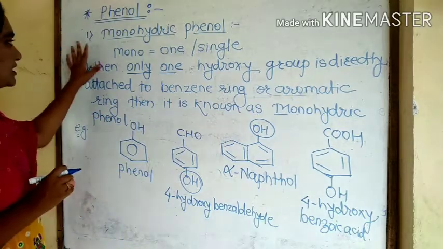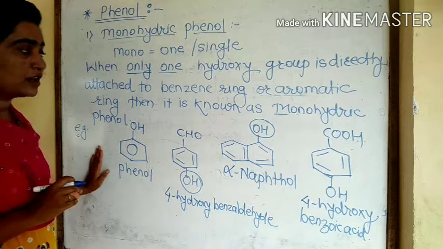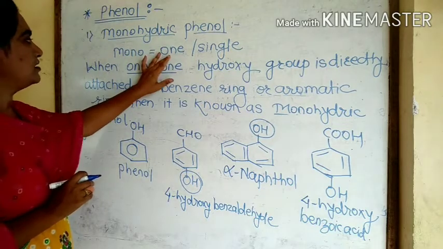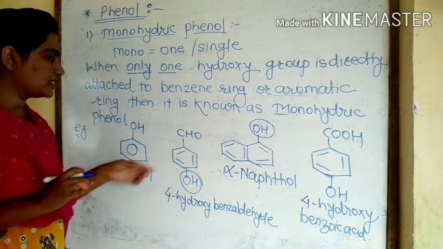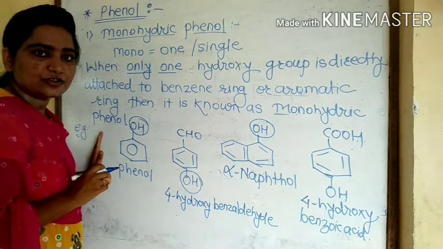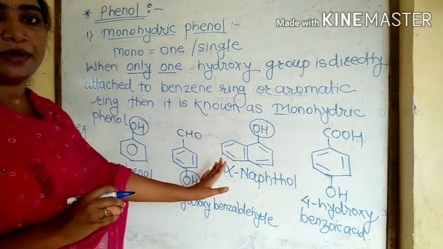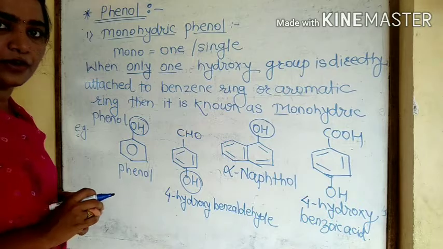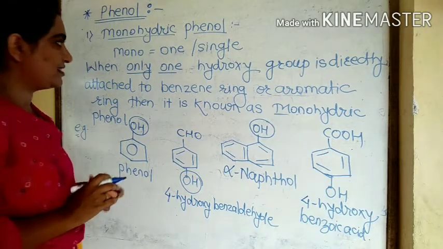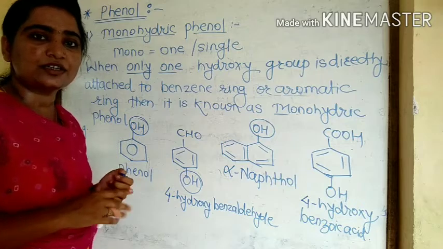Understand it? So it is about the monohydric phenol. Understood till here? Mono means one or single. When that aromatic ring consists of only one hydroxy group in it, then it is known as monohydric phenol. So all these four examples are of monohydric phenol. Understand it? Okay. Next we will see the second classification, that is what?